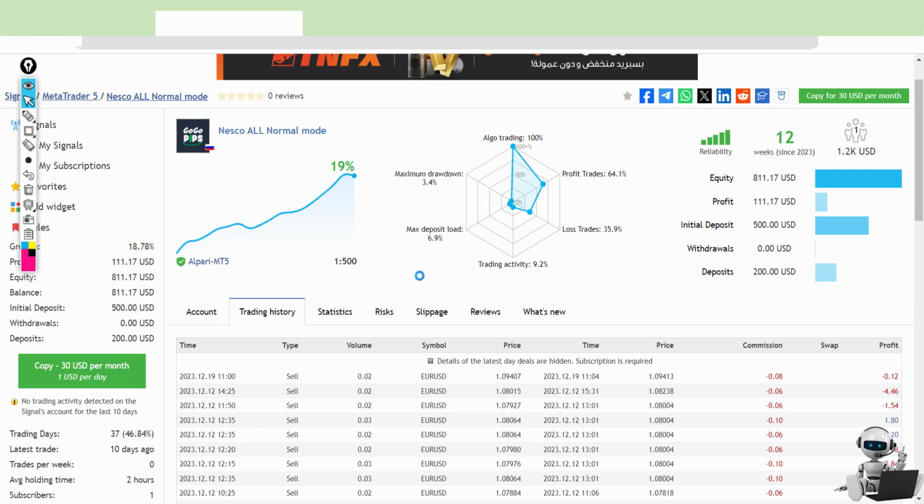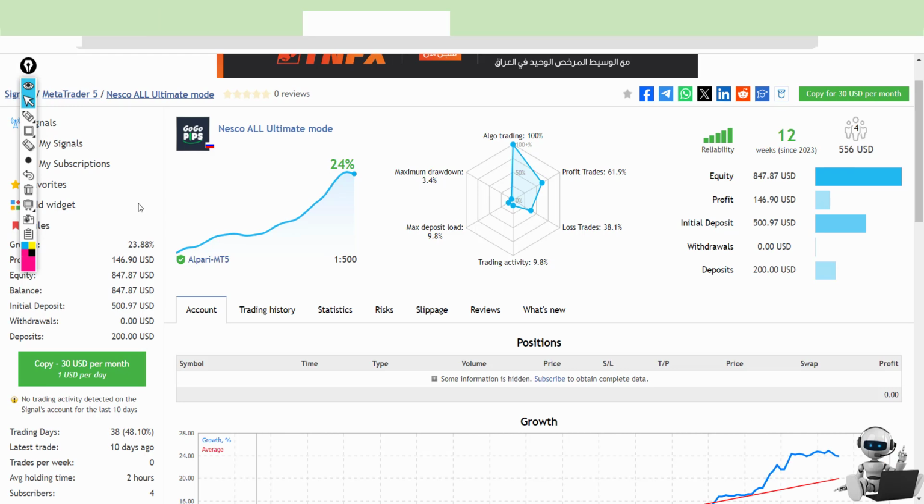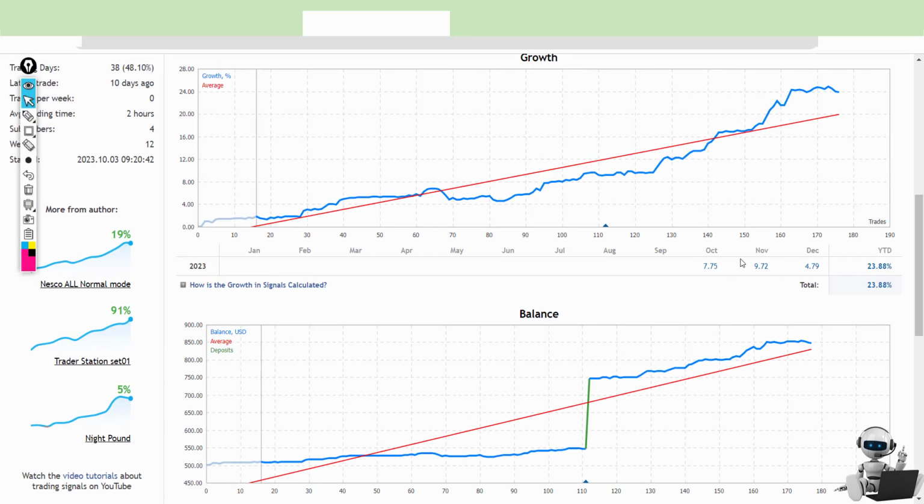Just let the EA into the chart and select the risk size, and that is it. We have another EA, call it Nesco All Ultimate mode, so he is using all mode on this EA. We have more profit, same drawdown, and 500 US dollar. Profit is good, same data, nothing changes. However, the profit target is better.